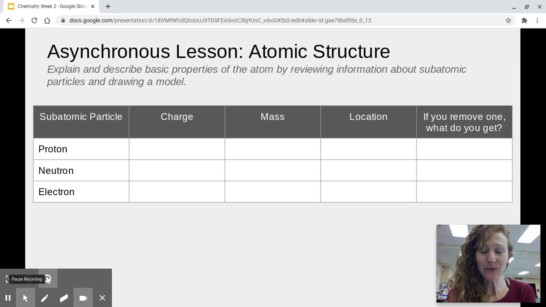Hi, y'all. I want to recap subatomic particles and atomic structure for you. By the end of this lesson, I want you to be able to explain and describe basic properties of an atom, super basic properties of an atom, and the subatomic particles within the atom, by reviewing information about subatomic particles and then also by being able to draw a model.